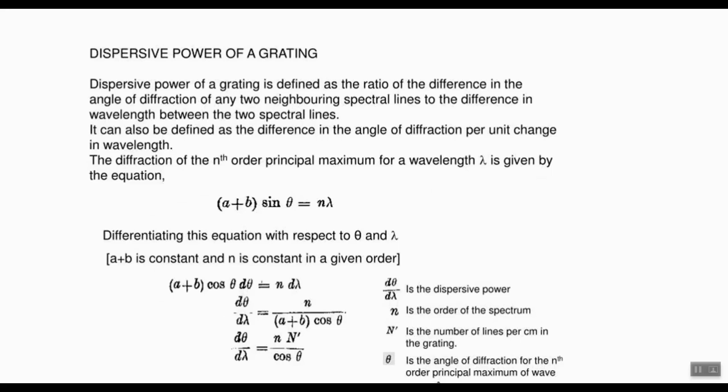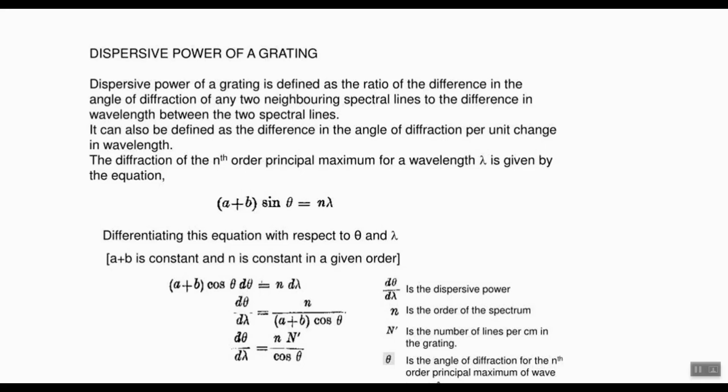Now considering 2 closely spaced lines like yellow 1 and yellow 2 on both sides of the central maximum, it is possible to calculate the dispersive power of grating. So the dispersive power of a grating is defined as the ratio of the difference in the angle of diffraction of any 2 neighboring spectral lines to the difference in wavelength between the 2 spectral lines. It can also be defined as the difference in the angle of diffraction per unit change in wavelength.